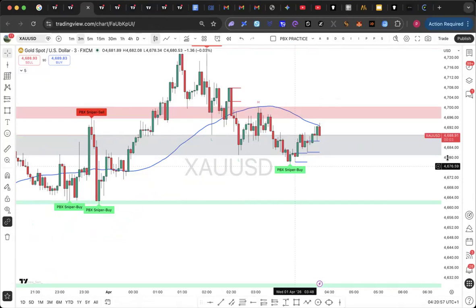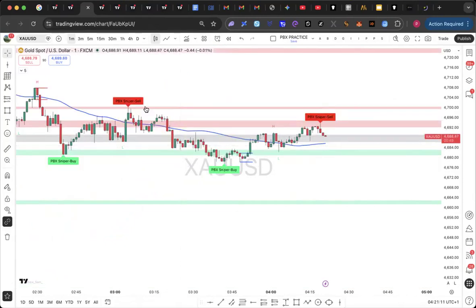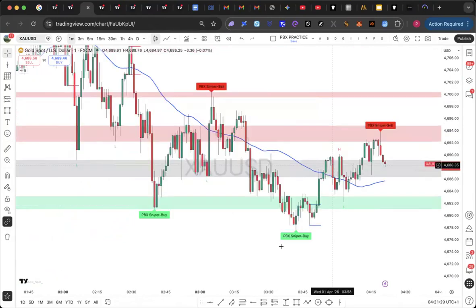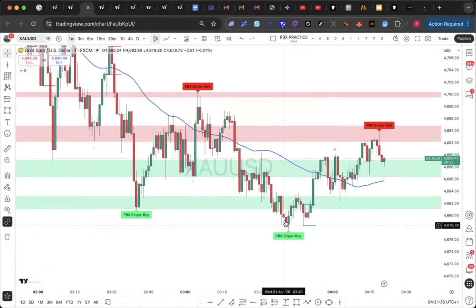This one, what even made it manageable was a rejection at a key level. So can you see that? This is a rejection at a key level. Even this one is a rejection at a key level. But this one didn't get to the key level. So what is it reacting to? That's why I will not take this one. So have you seen the simple way of taking trades here?